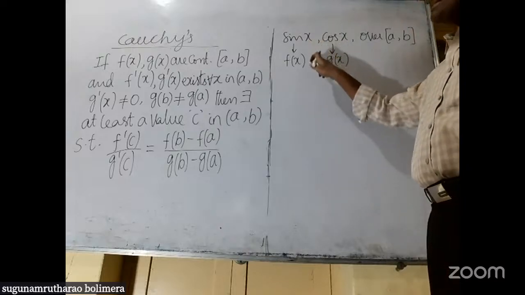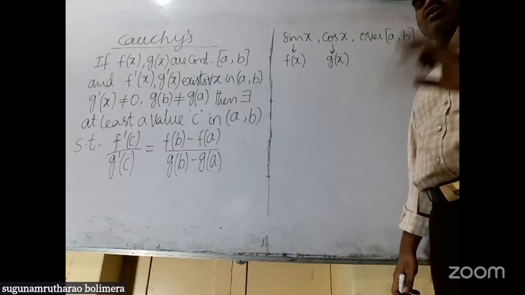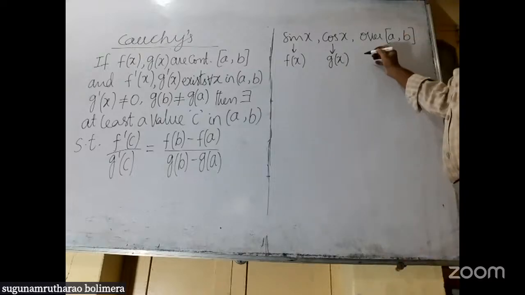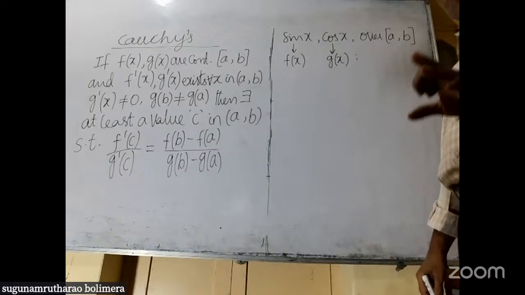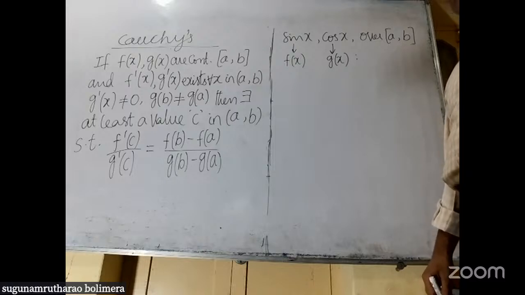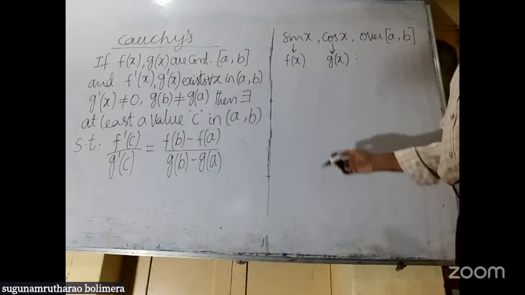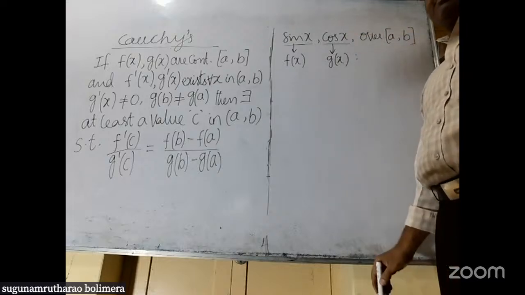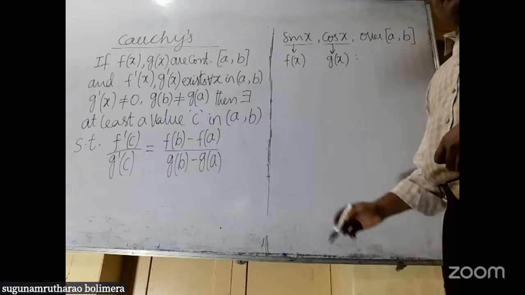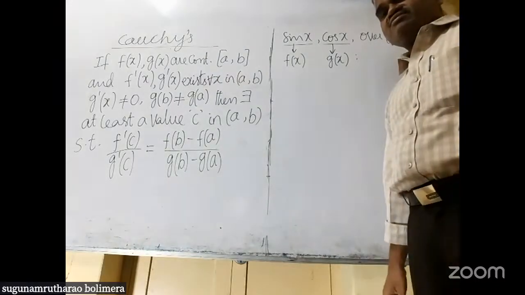So consider f of x as sin x and g of x as cos x. Write the problem: derivatives exist and are not equal to 0 for all x in the open interval (a, b). Now simply you can say sin x is continuous, cos x is continuous, because their derivatives exist. If a function is differentiable, it is continuous.